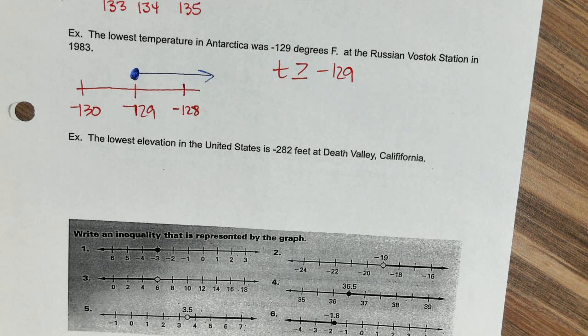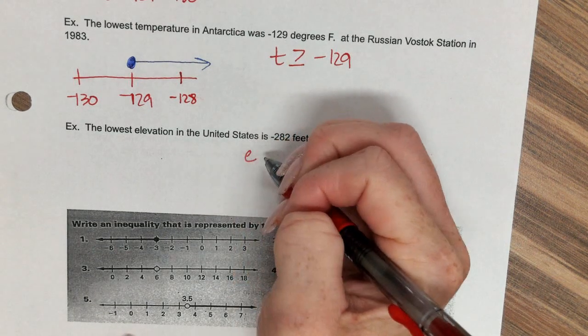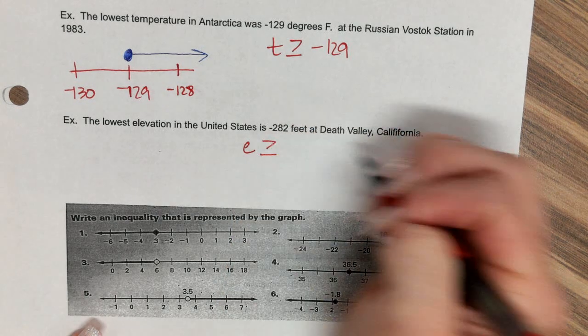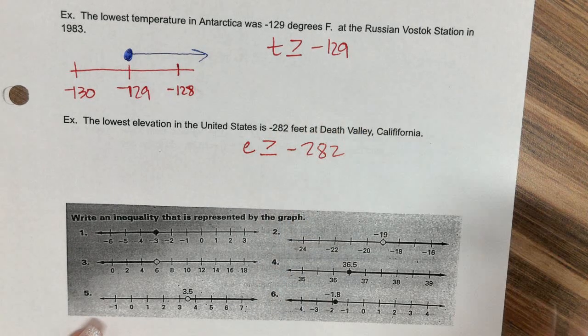Let's use E for our variable. All right, the lowest elevation in the United States is negative 282 feet at Death Valley, California, meaning that's the lowest it can be. So everything else is going to be above that. So greater than or equal to negative 282.